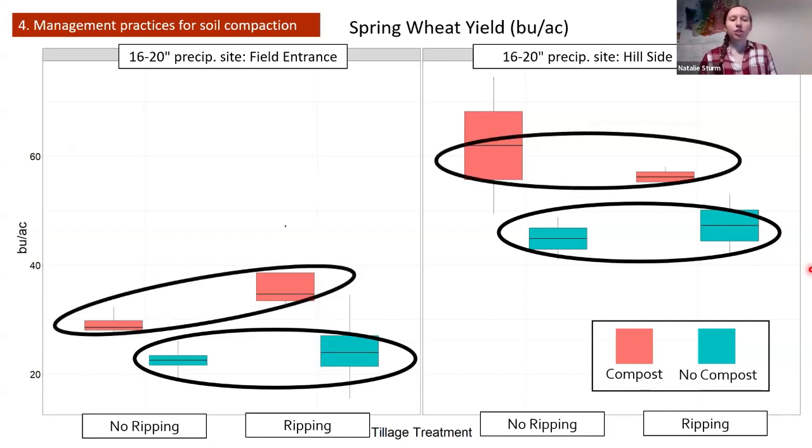At this site, compost really did help to increase the yield as well. But just remember that that didn't actually really do much, at least in terms of penetration resistance. So the compost really is driving the yield increase, probably more due to that increase in nutrients from the compost.